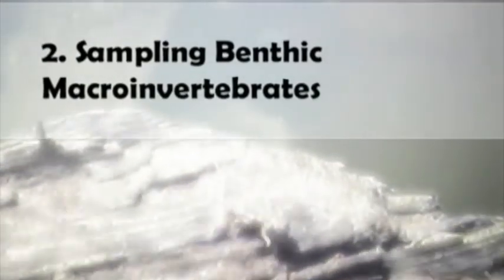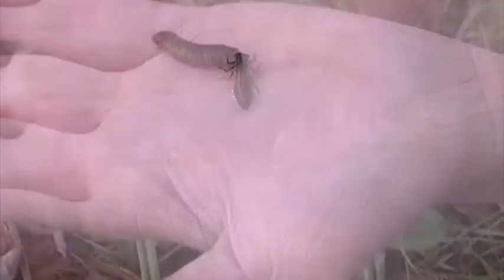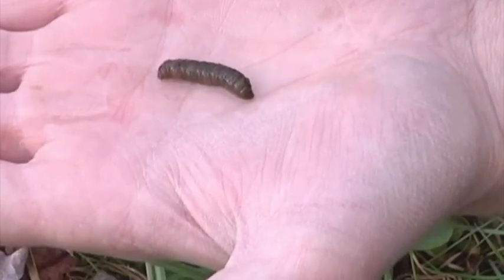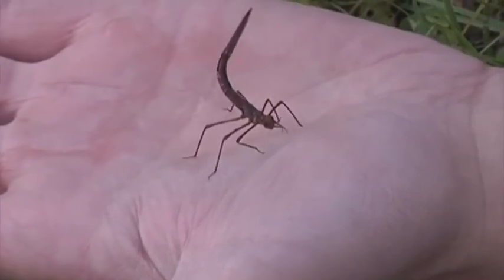Benthic macroinvertebrates are animals without a backbone. They're visible to the naked eye and live on river bottoms. Because of their sensitivity to physical and chemical changes in their habitat, they are excellent indicators of the overall health of the river. Among this group are insect larvae, crustaceans, and mollusks.